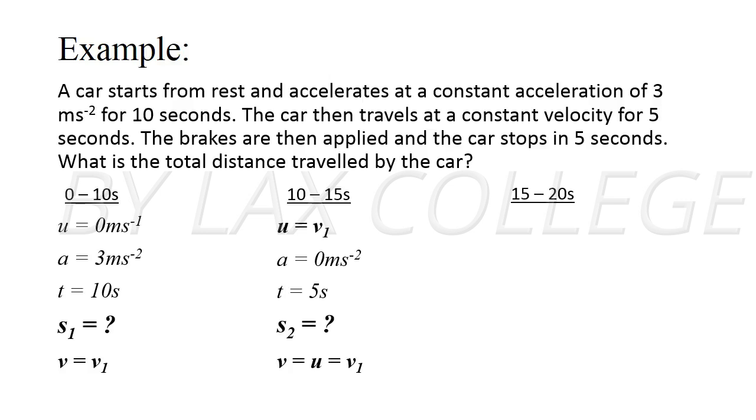So it equals V1. Then for the third stage, the initial velocity equals V1, which is also the final velocity of the second stage and the first stage. And then the time for this period is 5 seconds. And the final velocity is 0 meters per second, since they say the car stops. So we need to find S3, which is the displacement traveled in this period of time.